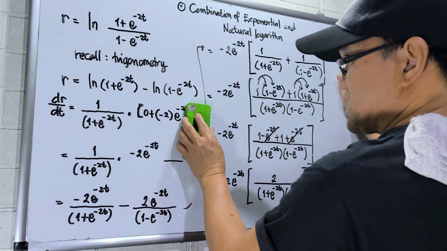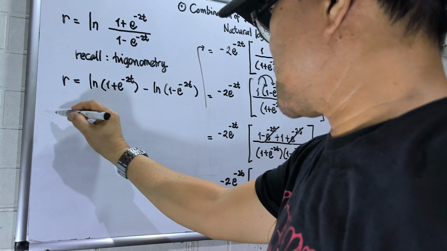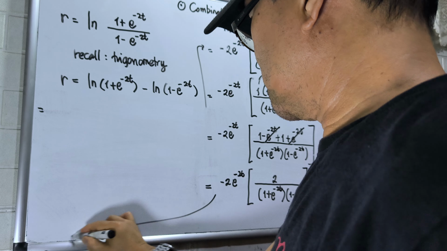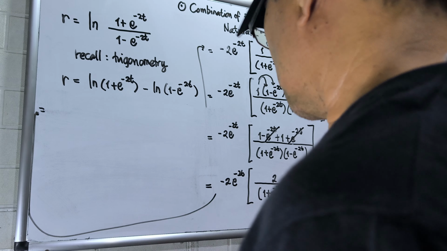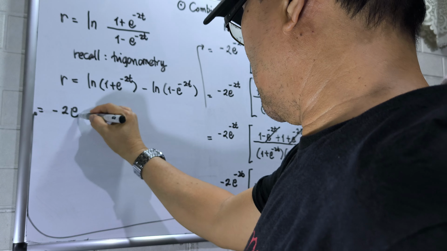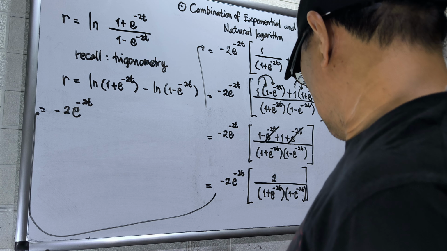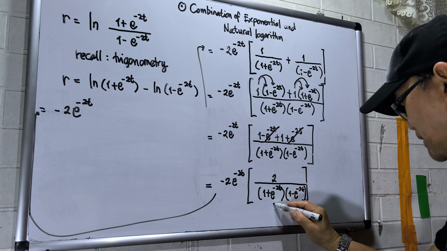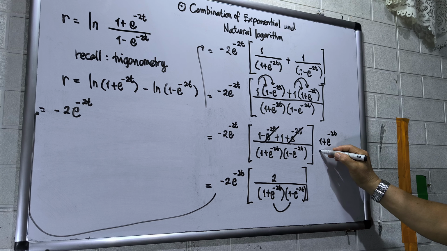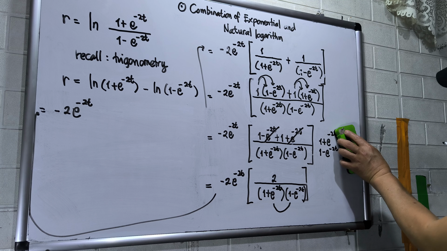So allow me to erase in here. So this will be equal to negative 2 e raised to the negative 2t, then I will multiply this one. Okay, to multiply, so this will be 1 plus e to the negative 2t times 1 minus e raised to negative 2t.